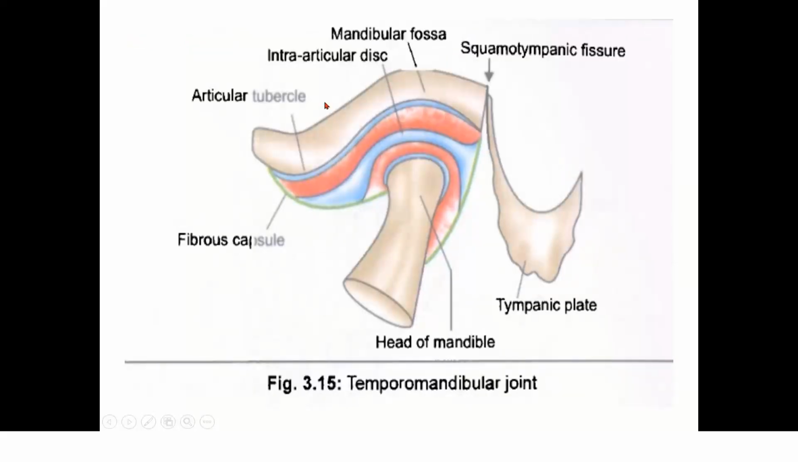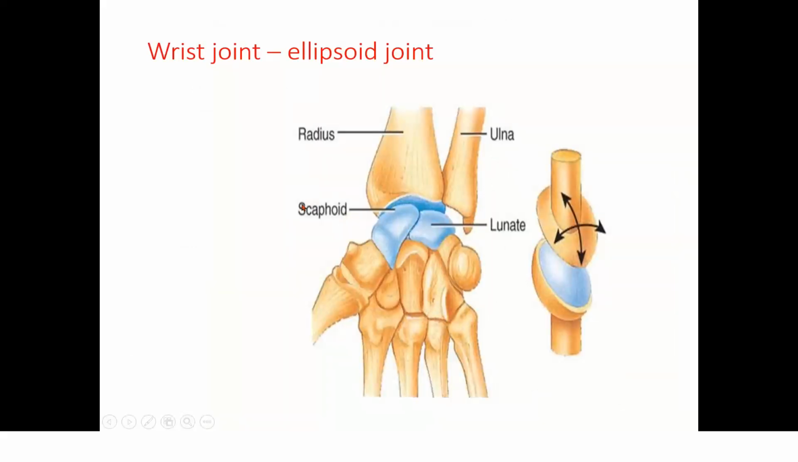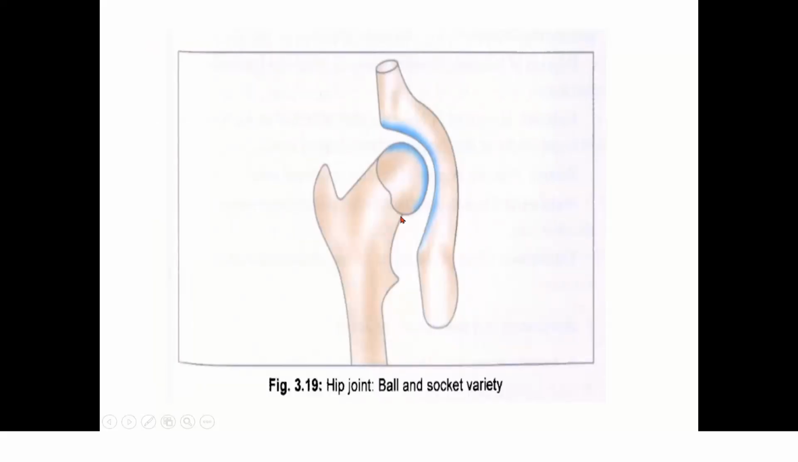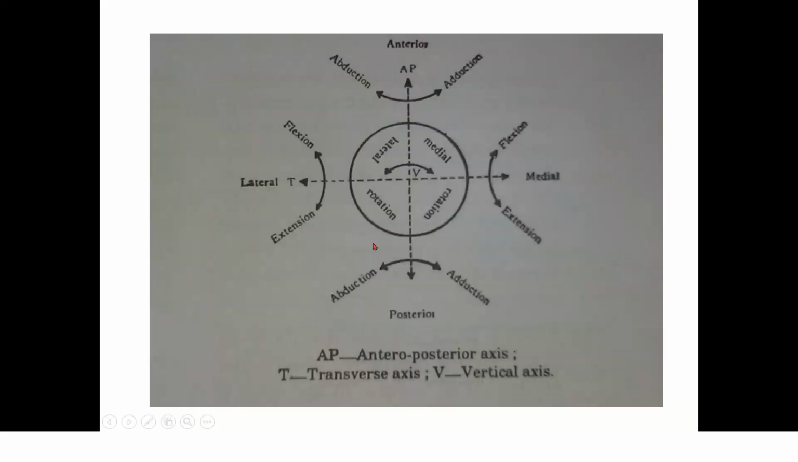And you can see this is the temporomandibular joint. This is the head of the mandible or condylar process of the mandible. Now you can see this is the wrist joint, which is an example for ellipsoid joint. And here this is the saddle joint, first carpo-metacarpal joint. Here you can see this is the ball and socket joint, hip joint between the head of the femur and acetabulum of the hip bone.